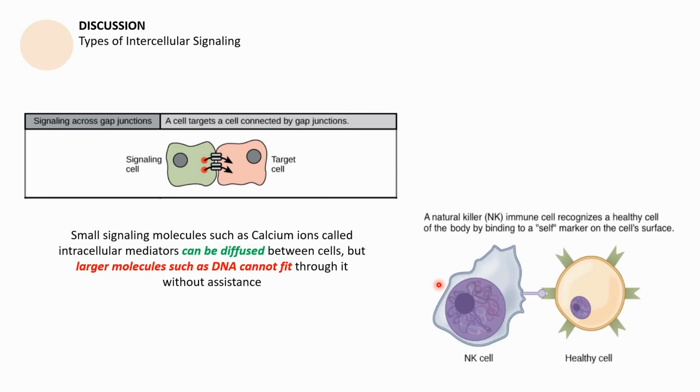Small signaling molecules such as calcium ions, called intracellular mediators, can be diffused. Okay, by saying diffused, halimbawa si cell A, meron siyang i-release na mga calcium ions to cell B. Kasya yung calcium ions through those gap junctions. Pwede silang mag-fit. So, since mataas ang concentration ng calcium ions sa cell A, kaya mag-diffuse ng calcium ions dun kay cell B.